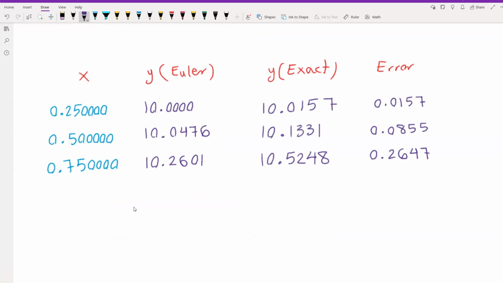So here on this part we have values for x1, x2, x3, y1, y2, y3 for the Euler approximation, and for the exact solution, y1, y2, y3 in the third column. And here to find the error we have to subtract what we have for the exact solution and Euler. So subtract these to find what we have here in this column for error. For the first part we have 0.0157. Second part we have 0.0855, and third part we have 0.2647. So all these were rounded to four decimal places.